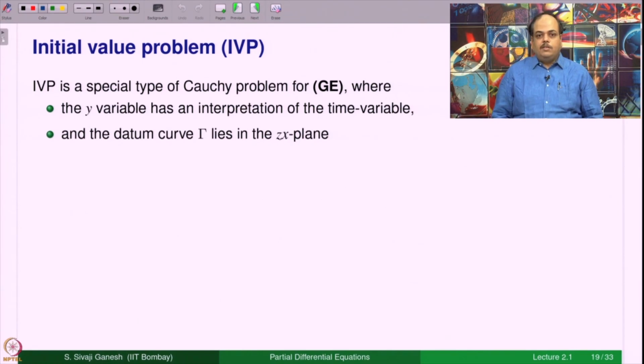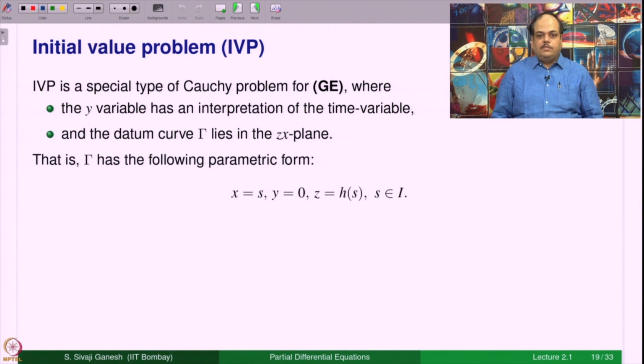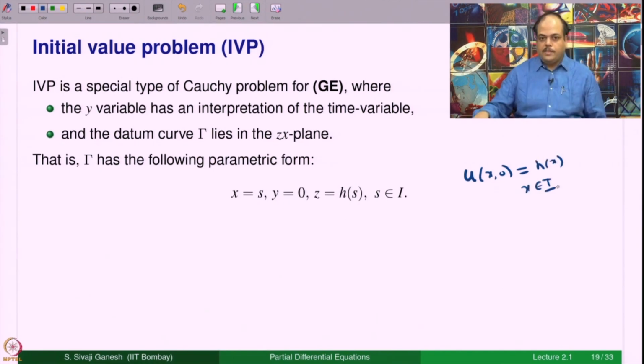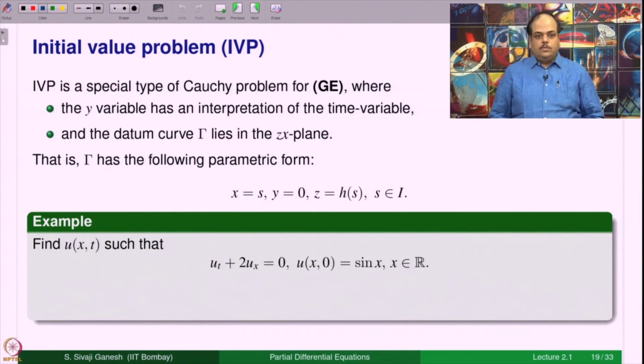and the datum curve now lies in the zx plane given by x equal to s, y equal to 0, z equal to h(s). In other words, what we will be asking is actually u of x comma 0 equal to h of x should be satisfied. This is what we are asking for the Cauchy solution of the PDE. So, find u of x, t such that u_t plus 2 u_x equal to 0 and u(x, 0) equal to sin x.